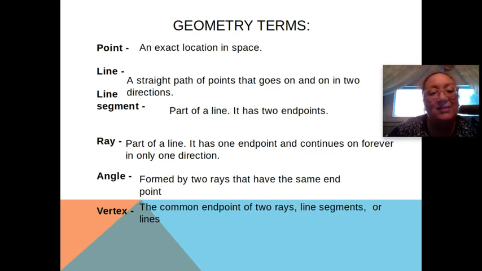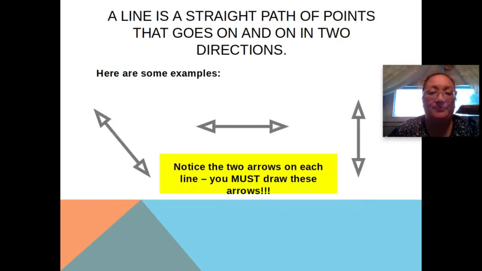A line segment is part of a line. It has two endpoints. A ray is another part of a line, but it has one endpoint and continues on forever in only one direction. So a ray has one endpoint, one arrow. An angle is formed by two rays that have the same endpoint. And a vertex is the common endpoint of two rays, line segments, or lines.